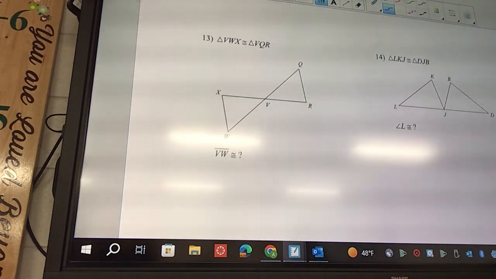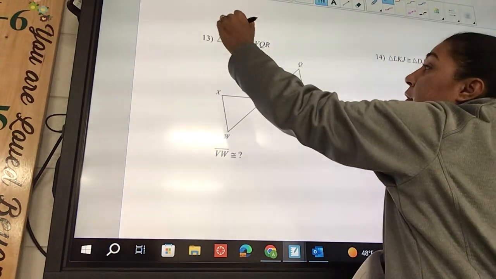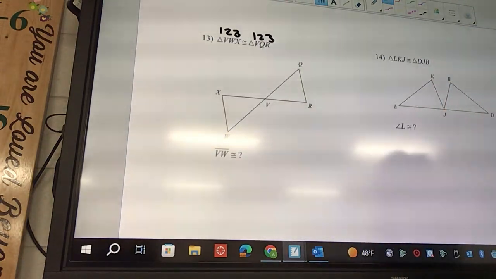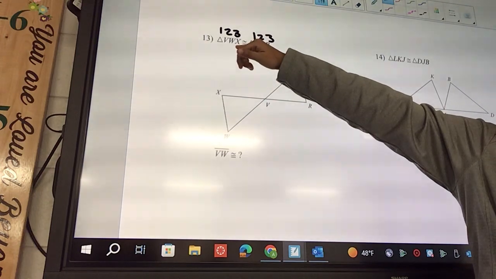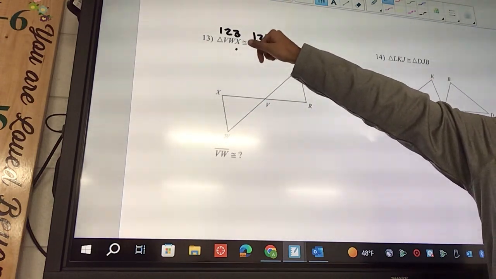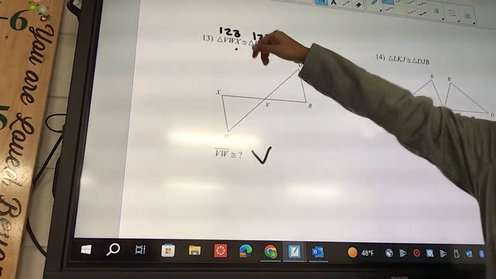Okay, they gave us segment VW. Okay, so go through and label these. 1, 2, 3. 1, 2, 3. V is in what spot? 1. Where's W? In 2 spot. So we need 1 to 2 spot over here. What is in 1 spot? V. What's in 2 spot? Q.